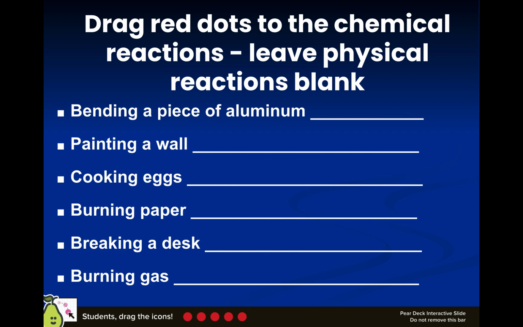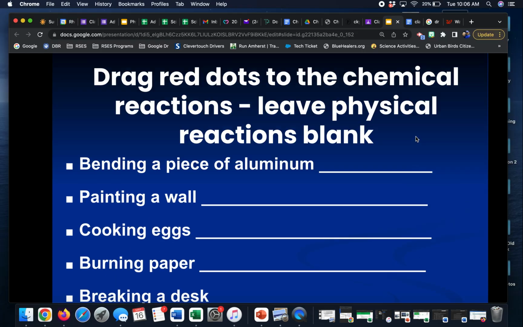You might want to pause and answer these as chemical or physical changes. Pause now, and then I'll give the answers. All right, if you bend aluminum, it's still aluminum, so that's going to be physical. When you paint a wall, you can take paint off, so the paint's still there, the wall's still there, physical. Remember, anytime we cook something or burn something, we've made something new, so those are both chemical changes. If you break a desk in half, it's still a desk, so that's going to be physical, and burning again is chemical. And you should be good.